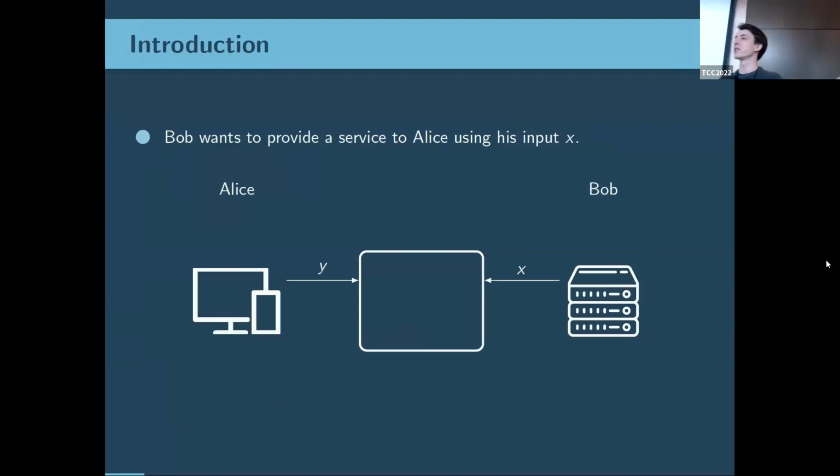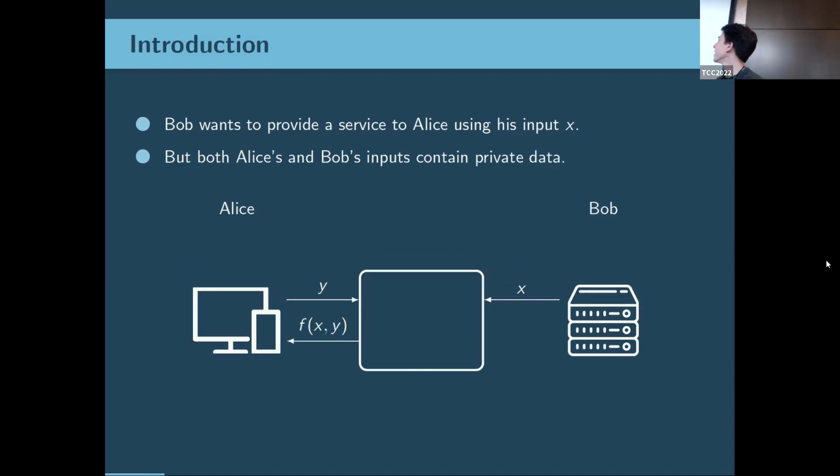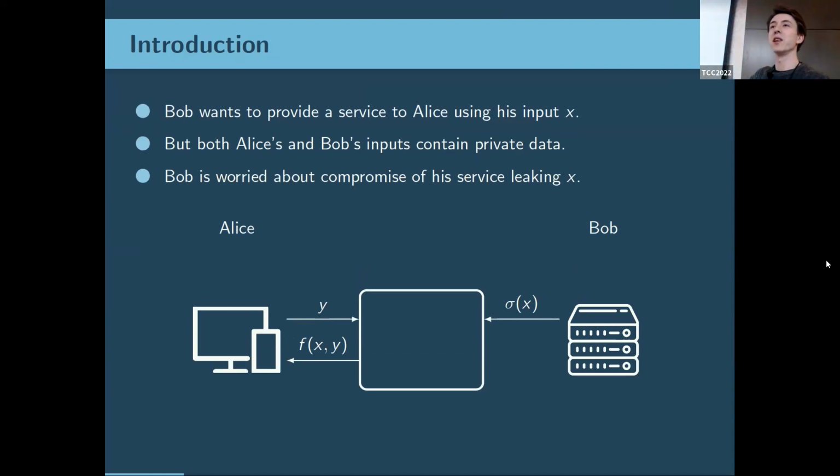So in this setting, we have two parties, Alice and Bob. They both have their own inputs, and they want to jointly compute some function on their inputs. Now, of course, their inputs are private, so we want each party to learn the minimal amount of information about the other's. In this case, Bob learns nothing from the interaction, and Alice learns the output of the function on their joint inputs. But of course, Bob spent a lot of time finding his input, and he's worried about server compromise. He's provided this service, but he's worried about somebody compromising his server and learning his input. So instead of inputting his X directly into the protocol, he inputs some encoding of X that prevents the adversary from immediately learning his input.